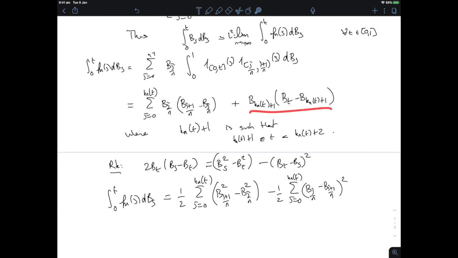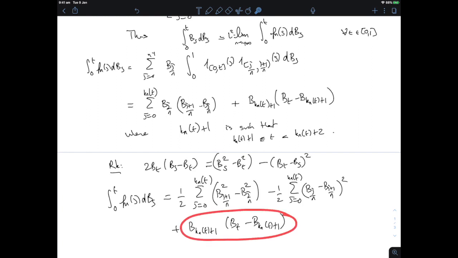And then we have the lone term. I'm going to keep that last term as it is. The last term is b_{(k_n(t)+1)/n} times (b_t minus b_{(k_n(t)+1)/n}). Why do I keep the last term as it is? Because the last term really is an error term. The idea is that (k_n(t)+1)/n, as n goes to infinity, approaches t. So by continuity, almost surely, of the Brownian, this term is going to go to 0, and so as I take the limit as n goes to infinity, it will not contribute anything to the computation of this integral.